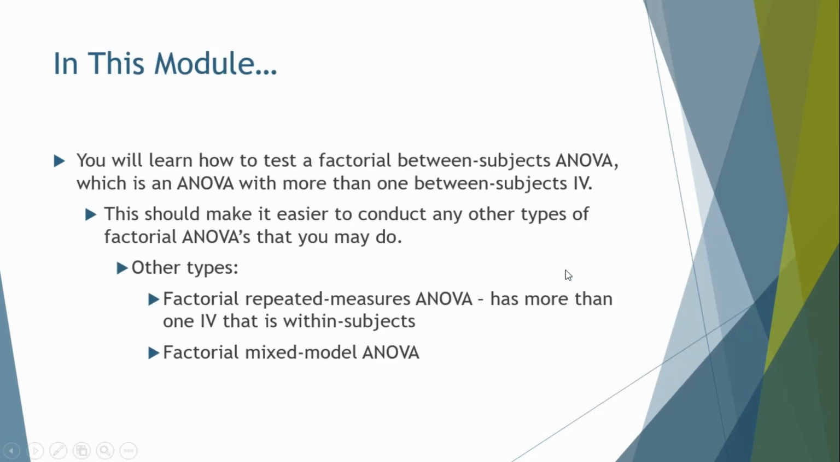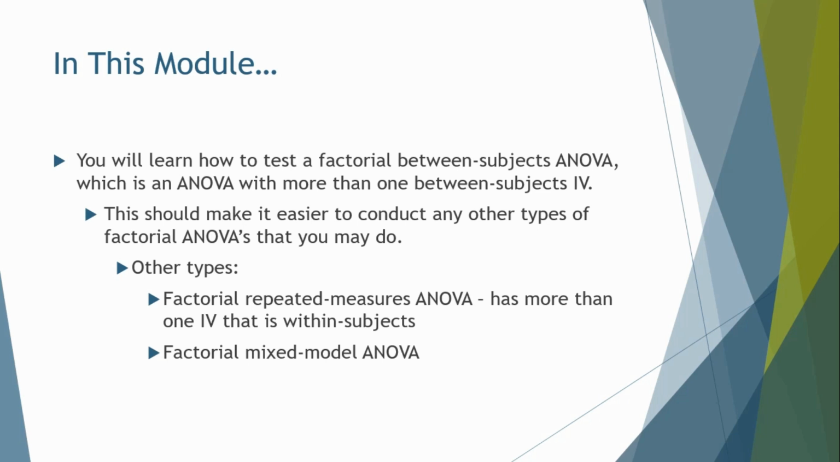All right, so now we're going to be moving on to factorial between subjects ANOVA, which is where you have more than one independent variable. So this is kind of a basis for a lot of other ANOVAs that you might learn. When we say factorial, we mean that it has more than one independent variable.